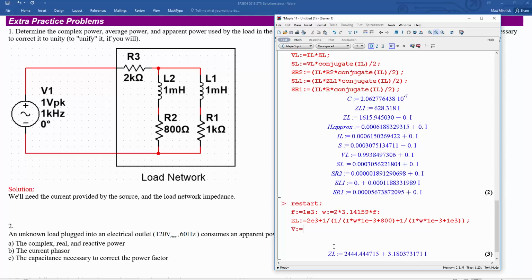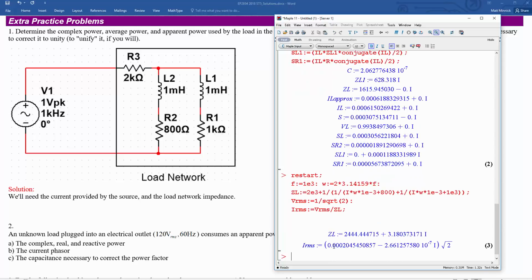And the voltage is equal to just 1, so let's just convert this to RMS. V RMS is 1 over square root 2, and then if we use the RMS voltage, we'll compute the RMS current once we take this and divide it by ZL. So there's our RMS current. Let's convert the RMS voltage to a floating point, and then we've got the RMS current all ready to go directly.